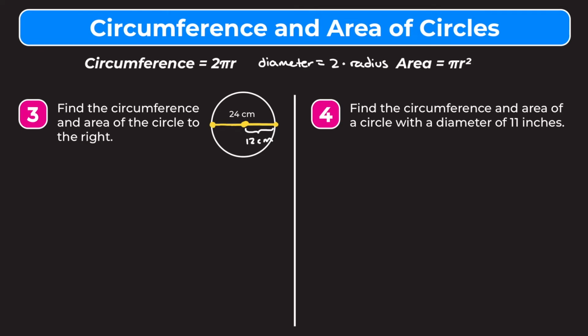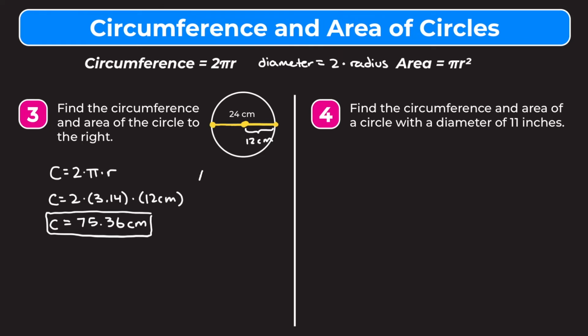So now let's jump into finding the circumference. So the circumference is equal to 2 times pi times r, and we're just going to plug in our values. So we have 2 times 3.14 as pi, times our radius, which again, half the diameter, is 12 centimeters. And now we're going to go to our calculator and we're going to multiply 2 times 3.14 times 12 centimeters, and we should get 75.36 centimeters.